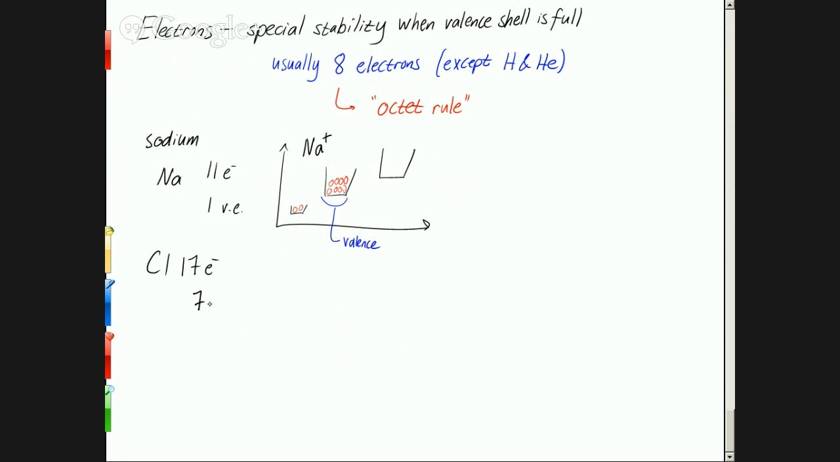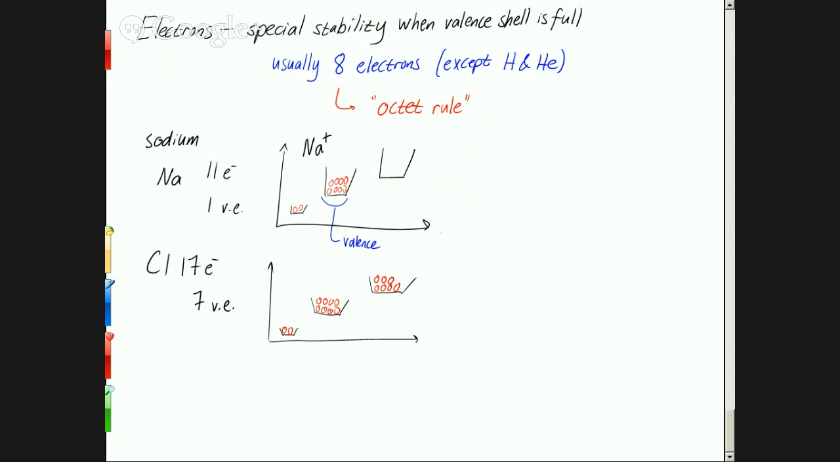7 valence electrons is in column 7A. So chlorine, if we get its electrons here, we can put in the 17. 1, 2, 3, 4, 5, 6, 7, 8, 9, 10, 11, 12, 13, 14, 15, 16, 17.